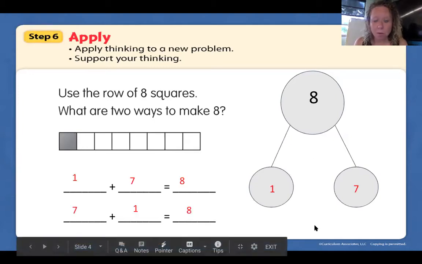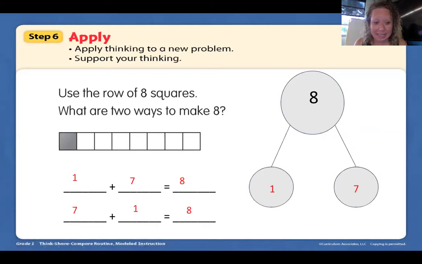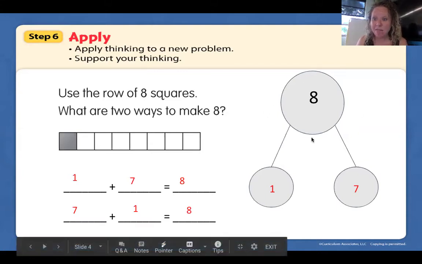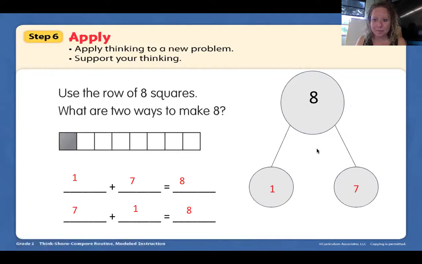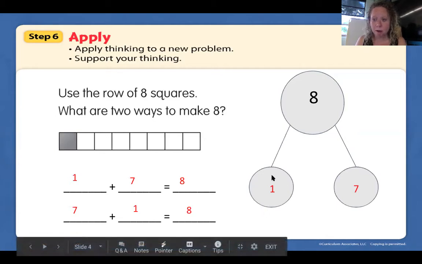So, in our row of 8, I see 1 that is gray, and I see 7 that are white. So in my number bond, I know that I have 8 total. That's my big circle, or sometimes you'll see it as a square. You see 2 smaller circles or squares. That is going to represent the 2 numbers you put together to make a whole.